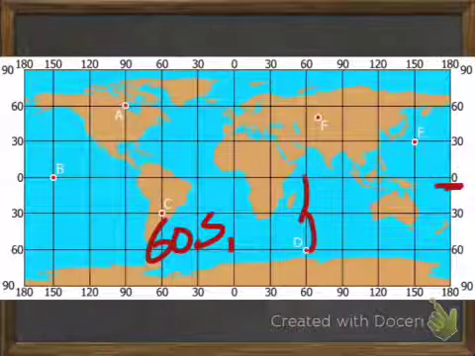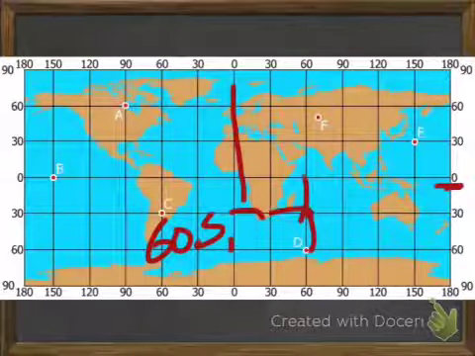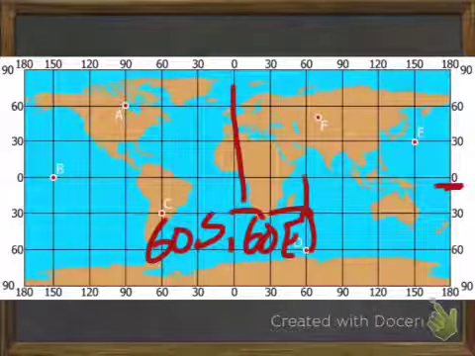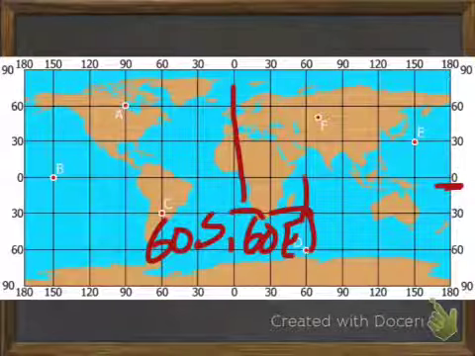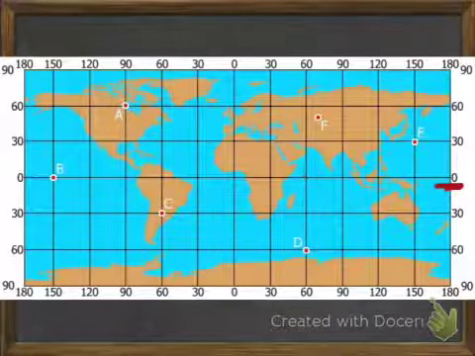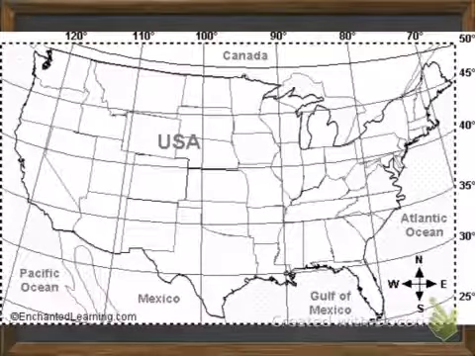And now let's start again at the prime meridian. We go over 30, 60, right? 60 degrees east longitude. Okay, I think you guys should have the hang of those now. I won't do the rest. What we will do next, though, is we're going to look at the United States, and we're going to plot some points of our own on here, okay?